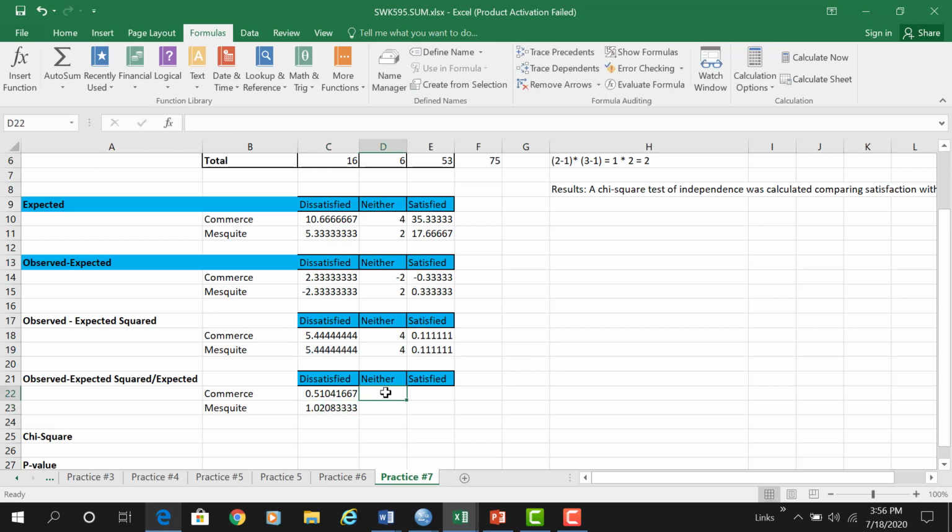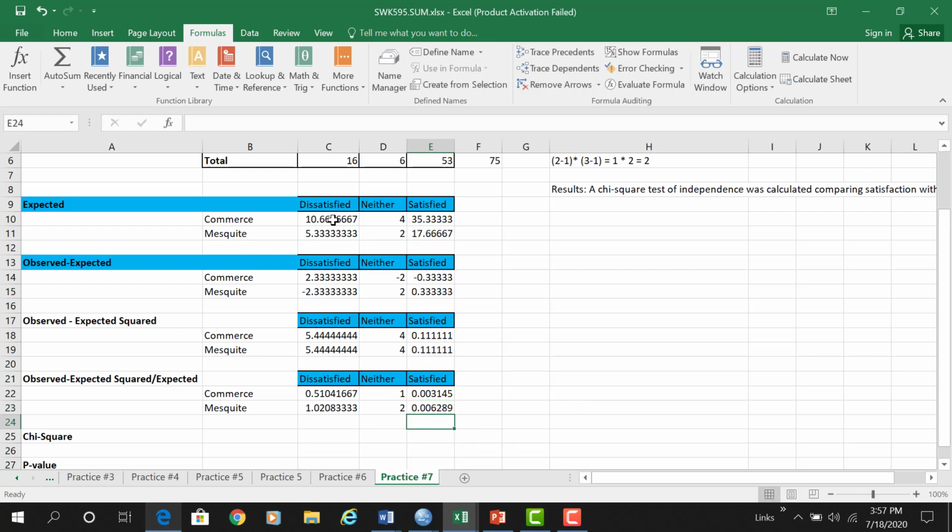And then we do the same thing for these two. So equals Commerce for neither divided by, okay, sorry about that, I did the wrong one. Okay, so equals their observed minus expected squared for Commerce for neither is right here, divided by their expected. So equals observed minus expected squared for Mesquite for neither divided by expected for neither Mesquite students. Okay, and then equals observed minus expected squared for satisfied Commerce students divided by expected satisfied Commerce students. And the last one equals the observed minus expected squared for Mesquite satisfied students divided by their expected.